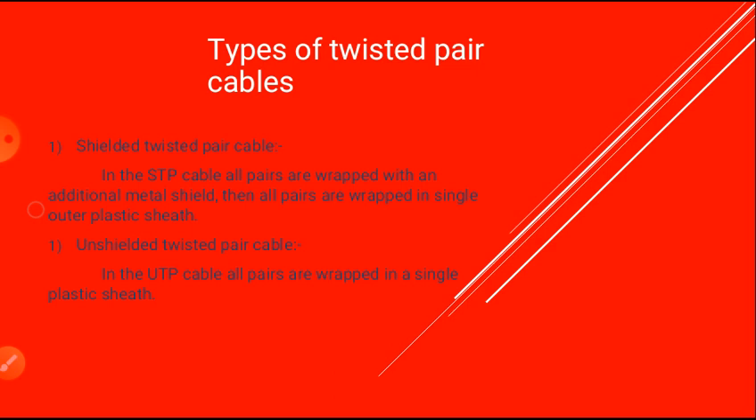In shielded twisted pair cable, all pairs are wrapped with an additional metal shield, then all pairs are wrapped in a single outer plastic sheet. Okay? And in the unshielded twisted pair cable, all the pairs are wrapped in a single plastic sheet only.